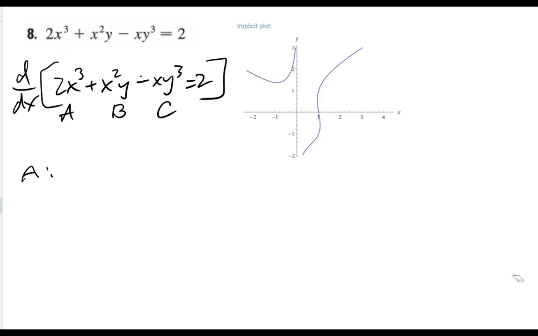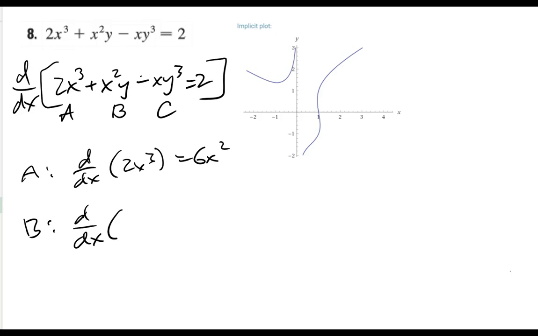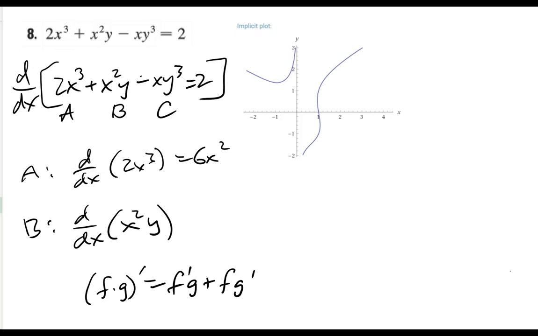And when I take the derivative with respect to x of 2x cubed, that's simple. That's just 6x squared. For B, I'm going to take the derivative with respect to x of x squared y. So we're going to use f times g. When you take the derivative, you get f prime g plus f g prime. So the x squared is going to be the f, and the y is going to be the g.